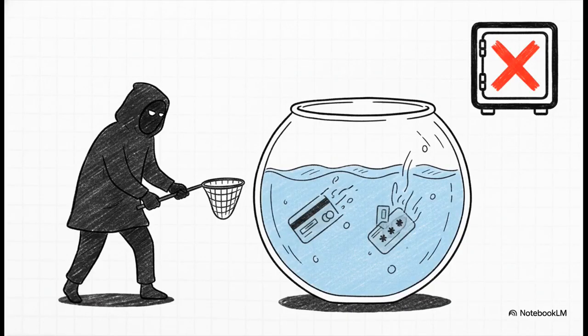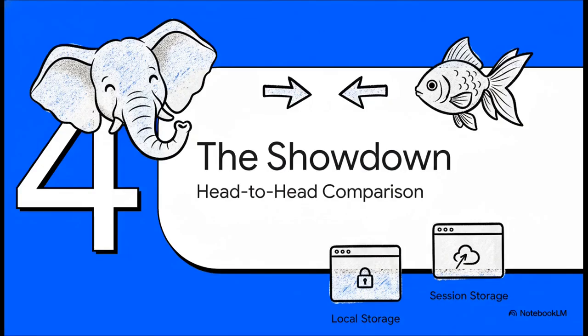And yep, the same security warning applies here. It's still plain text. Now, the risk is a little bit lower just because the data vanishes so quickly, but it is absolutely not a secure vault. The goldfish might forget, but a really fast attacker might not. So again, no sensitive data here either. Okay, so we've met the elephant with its incredible memory and the goldfish that forgets everything. Now let's put them side by side in a proper head-to-head showdown to make these differences totally crystal clear.